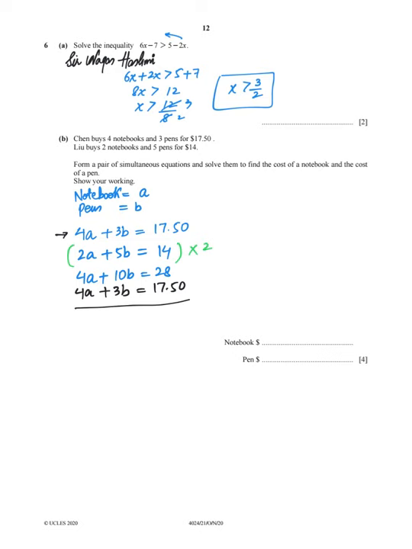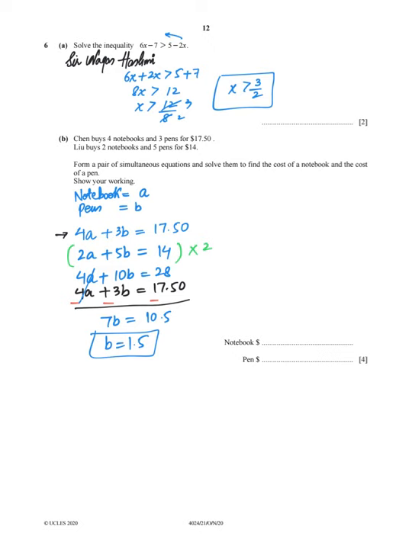But before that I need to change the sign, so it's minus, minus and minus. 4a and minus 4a cancels. 10 minus 3, it's 7b equals 28 minus 17.50, so 7b equals 10.5, and the value of b is 1.5. Alright, once you have the value of b, you can find the value of a.